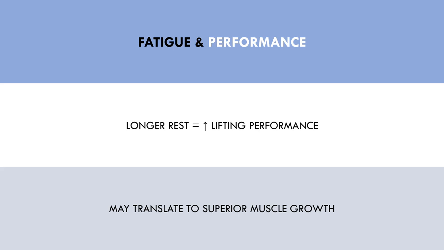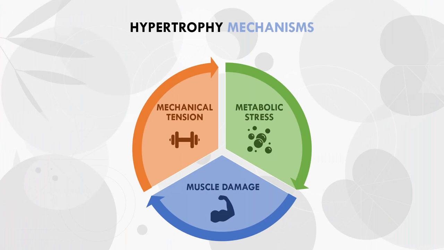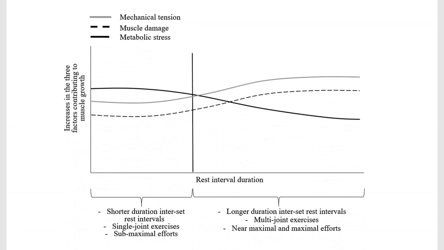Another indirect effect rest periods can have is on the mechanisms of muscle hypertrophy. There are 3 primary mechanisms of muscle hypertrophy which are proposed to contribute to muscle growth. These are mechanical tension, metabolic stress, and muscle damage. This theoretical graph describing the interplay of these different mechanisms was proposed in the systematic review we mentioned previously. As we can see, it is theorized that shorter rest periods promote greater metabolic stress, while longer rest periods promote greater mechanical tension and muscle damage.